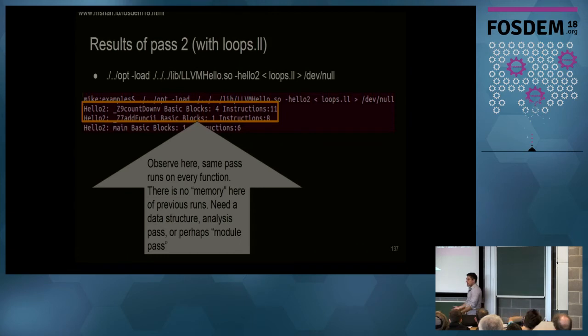And again, as a reminder, what the function pass is doing, it's running on each function individually. It doesn't know about the other functions. So I didn't need to reset variables or anything like that. So if I want to store what information there is about other functions, I need to write my own data structure for that, which you can do.